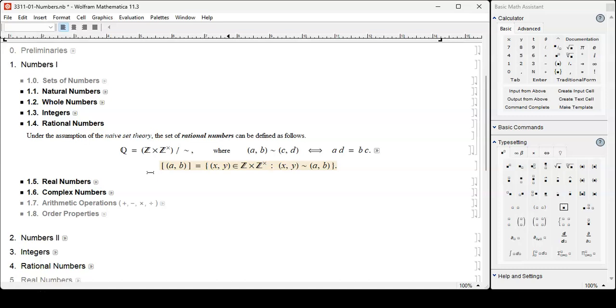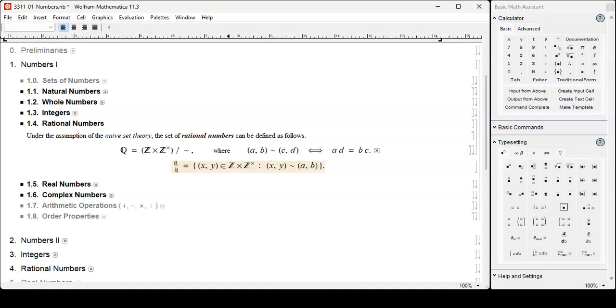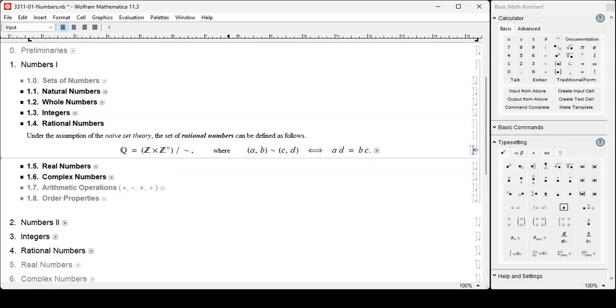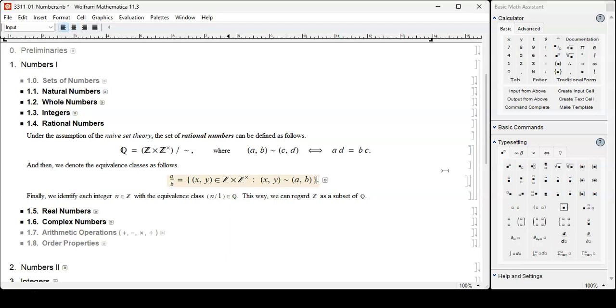But in this particular case, we're going to use a little bit different notation. Not the bracket notation, not the bar notation either. We're going to use a over b, the fraction notation. So the fraction is actually an equivalence class. Here we go. And here's some examples.